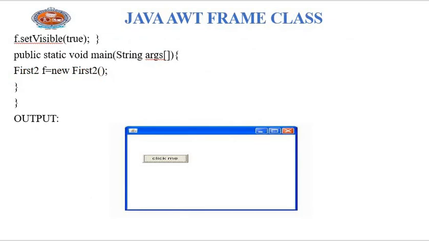Okay, close the method. Next, the main method, public static void main(String[] args). Next, we can create the object for the class. Here the class is First2, f is equal to new First2(). So close the main method, close the class. What is the output? Click me button. This is the Frame class.